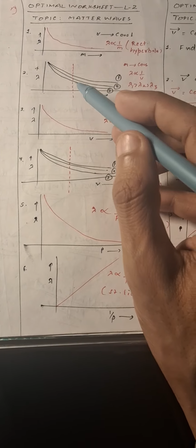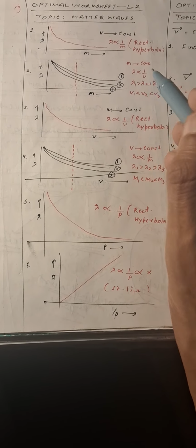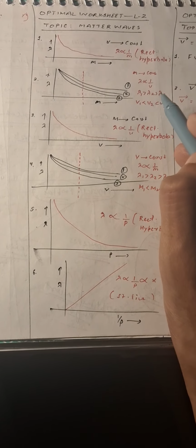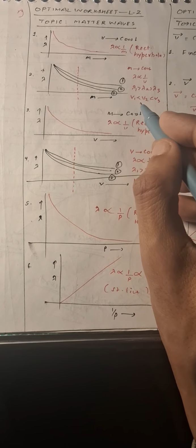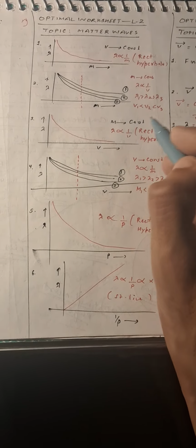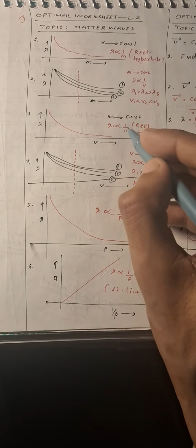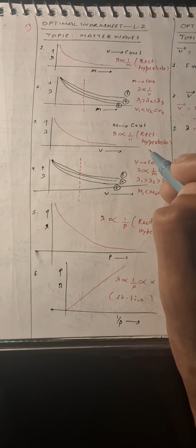Perpendicular to m. That means m is constant for all the graphs. So we can say that lambda is proportional to 1 by v. From here you can see that lambda 1 is greater than lambda 2 is greater than lambda 3, which means v1 is less than v2 is less than v3. So the third graph corresponds to the highest speed. Next, if m is constant, then lambda is proportional to 1 by v. So again the graph will be a rectangular hyperbola.